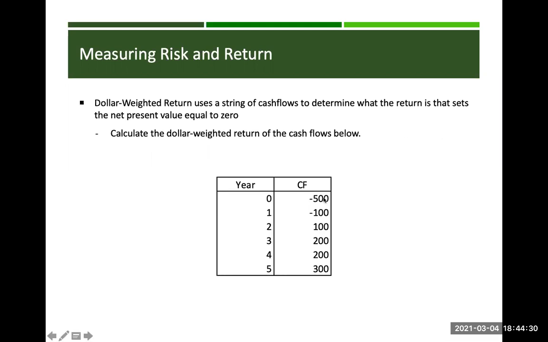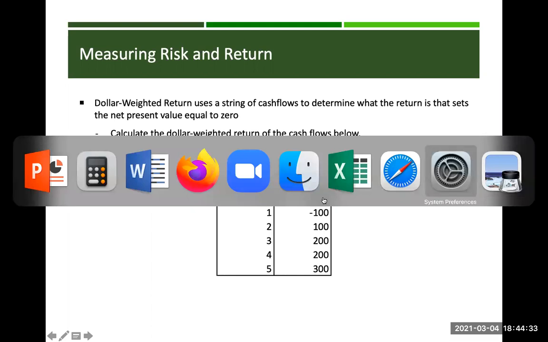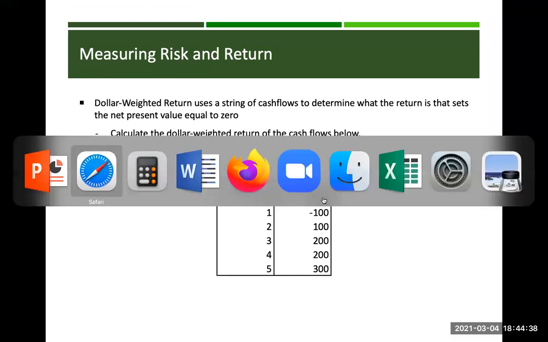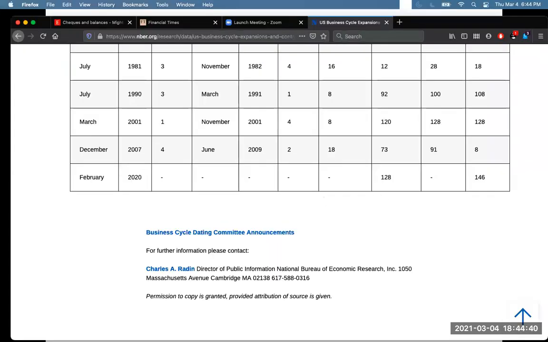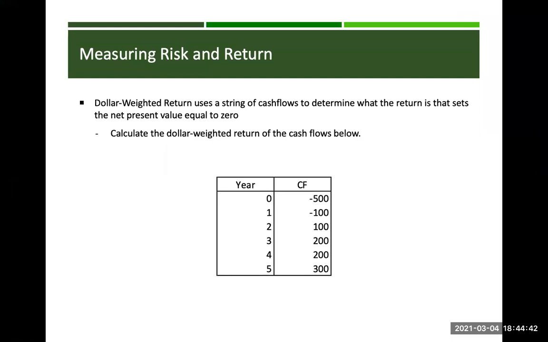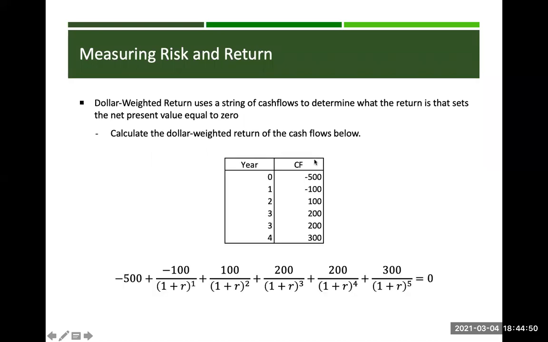I'm wondering if anyone did the problem. I'm just hesitant to share. If you are, let me try to pull up the interest rate is what you need to find. Initial outlay of 500, additional outlay 1 year later of 100. What you have to find is the interest rate that gets this equation to equal 0.